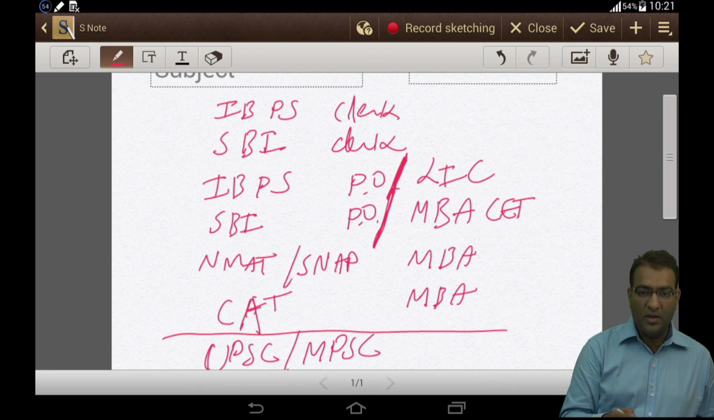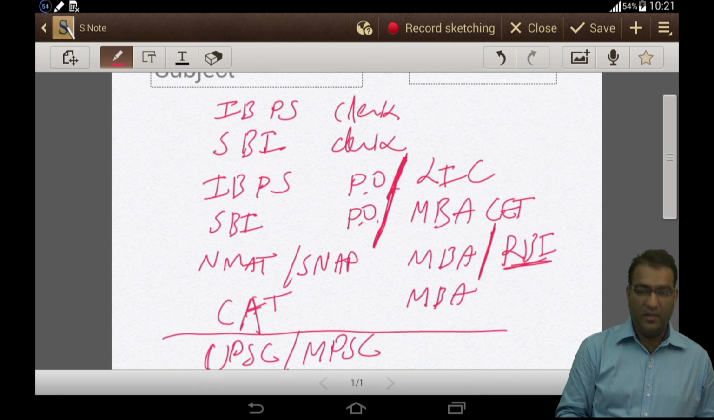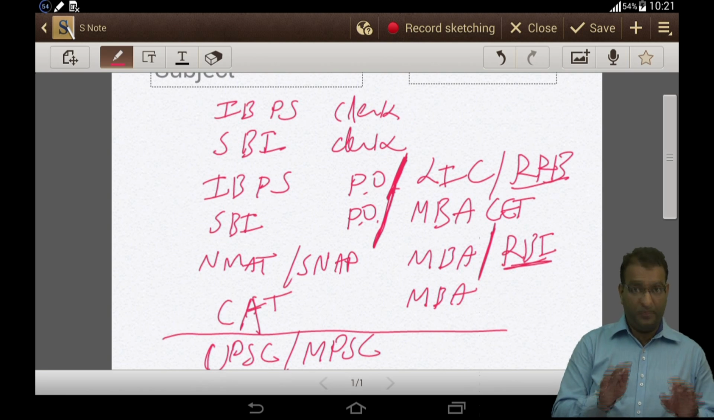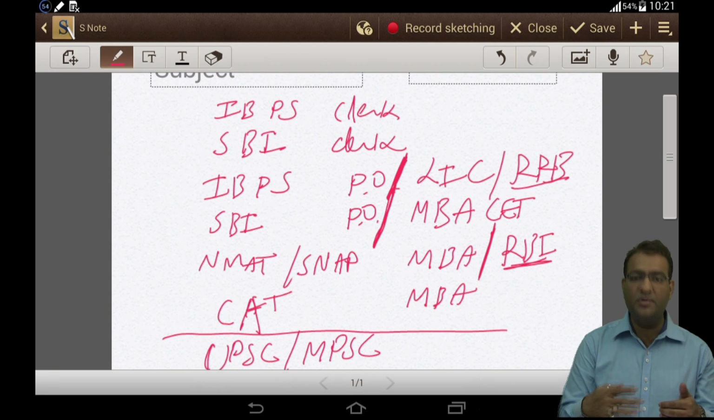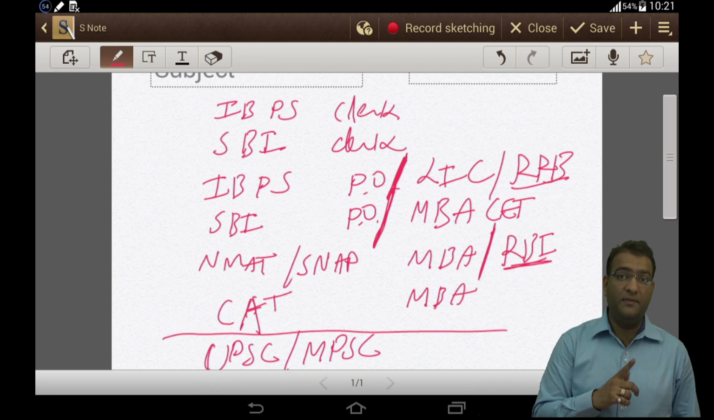Now, if you look at it properly, from easier to difficult, your RRB, Railway Recruitment Board, and your RBI, Reserve Bank of India, also conducts an exam that is at this level. Railway Recruitment Board is somewhere here. So the reason we are discussing this whole thing is because the syllabus for all of them is the same, but the difficulty level is different.